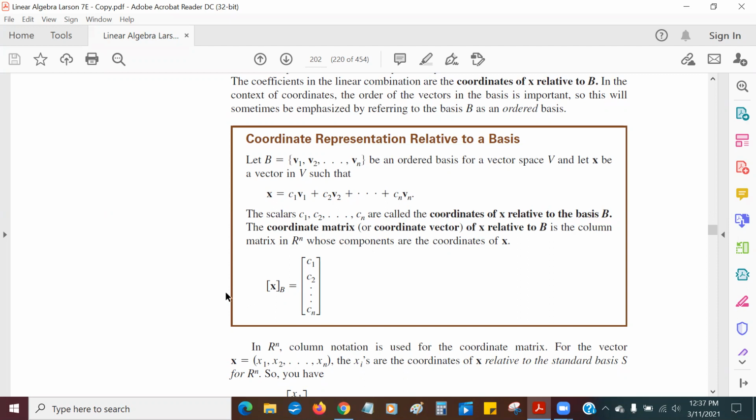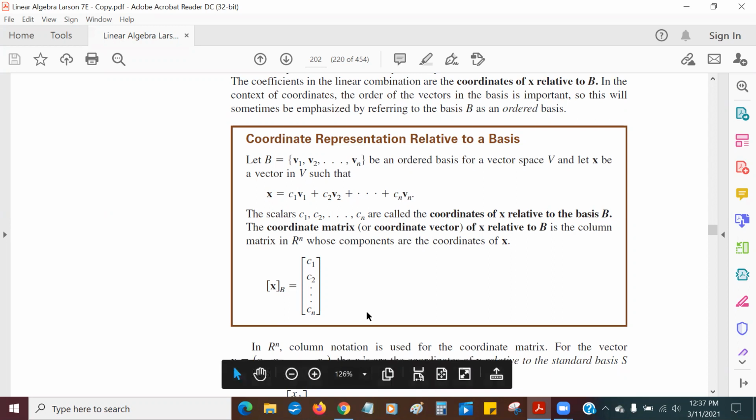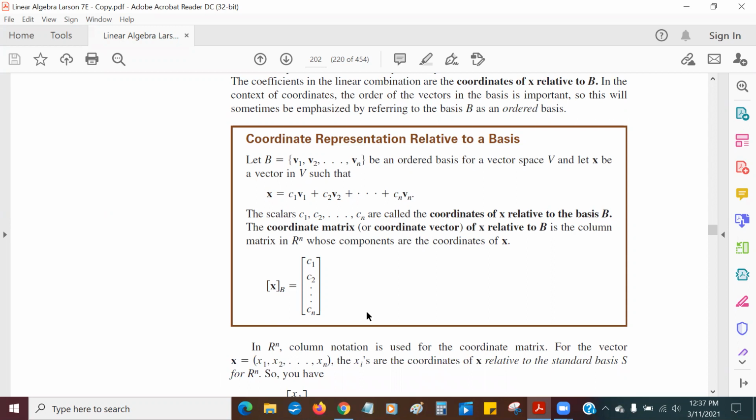And notice that I write a little x here, and I put a little b there. The reason I have to put that little b is because otherwise, if I didn't have the b, I would confuse this with the standard basis. In other words, 1 comma 0, 0 comma 1, that's the standard basis.